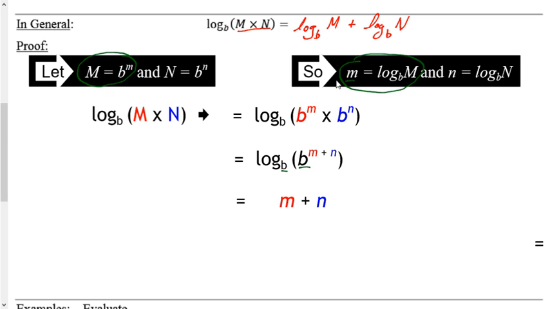So we know that those two equations are identical. They're describing the same relationship. And it's the same thing with uppercase N equaling b to the n, where our lowercase n will equal log base b of uppercase N. That sets us up for our final substitution, which is to say that this lowercase m is equal to log base b of uppercase M, lowercase n is log base b of uppercase N, and we've proven the identity.